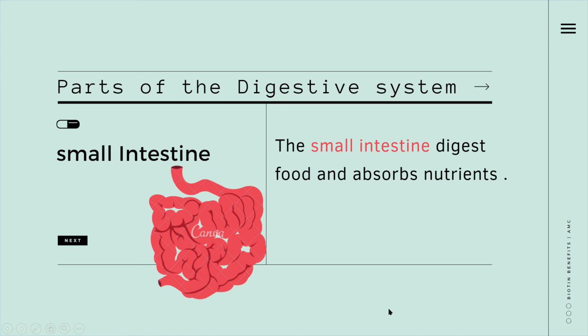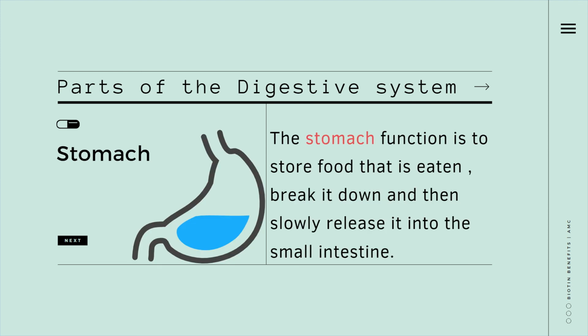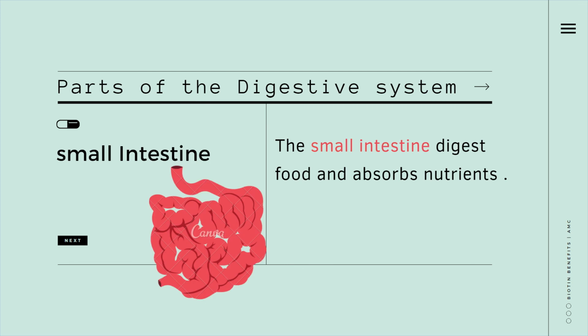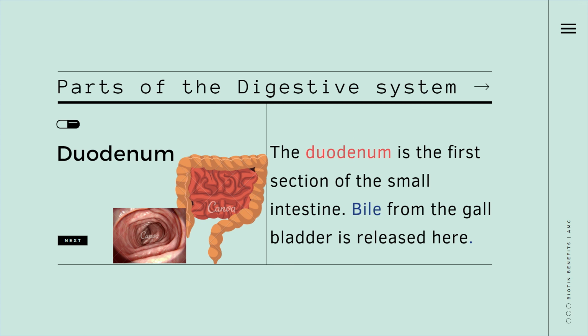But let me ask you one question. What part of the digestive system stores the food that you eat? It's the stomach. And what part of the digestive system digests the food and absorbs nutrients? Small intestine. Very good. The next one is duodenum.